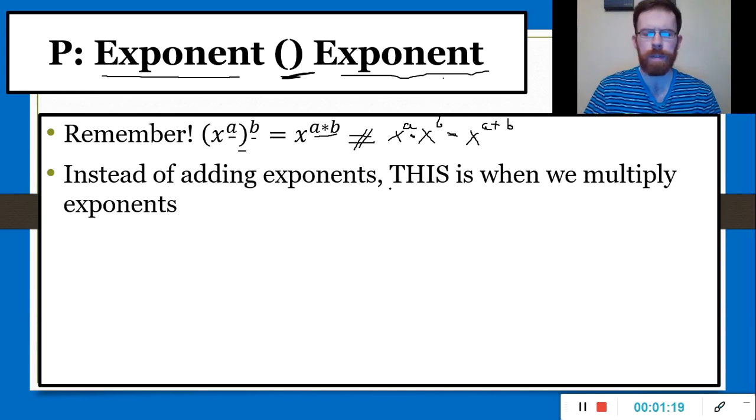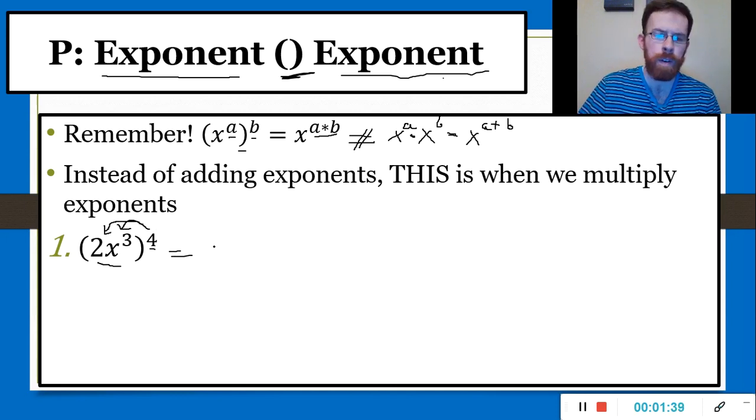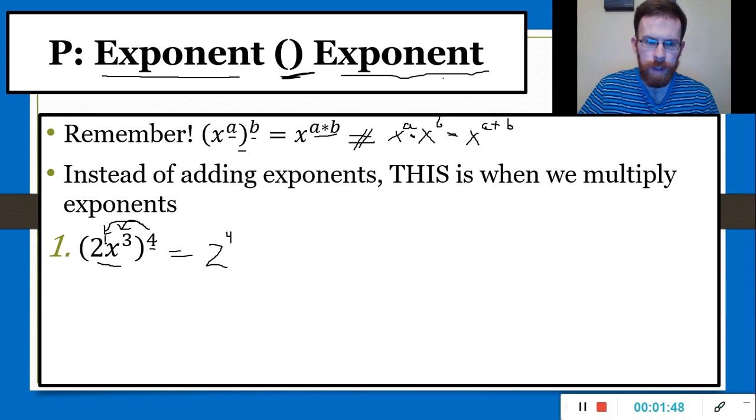So let's tackle a few problems. Now, I've got 2x to the third power, all raised to the fourth power. Easiest way I can do this is to break this into two parts. This 4 affects both the x, and it affects the 2 as well. So that's 2 to the fourth, because originally, what's the power of that 2? Originally, it's 1. So you have 1 times 4, which is 4. 2 to the fourth times x. Now, we have to do 3 times 4, which gives us 12.